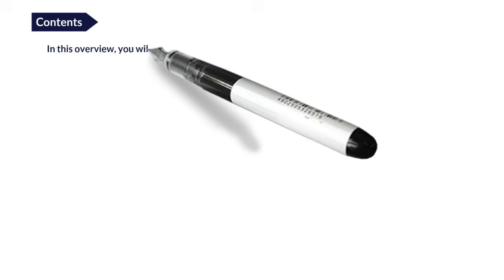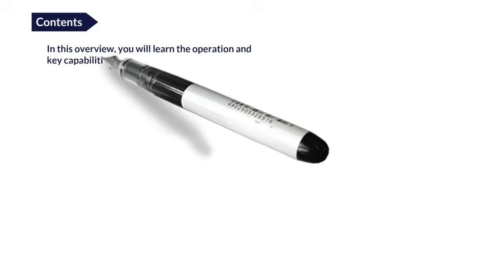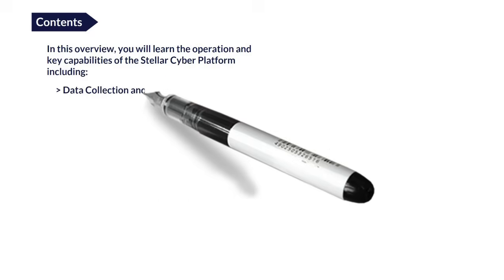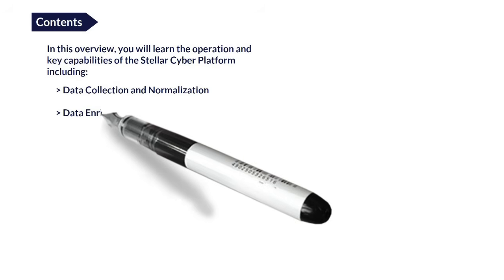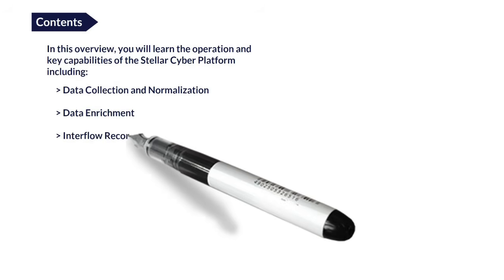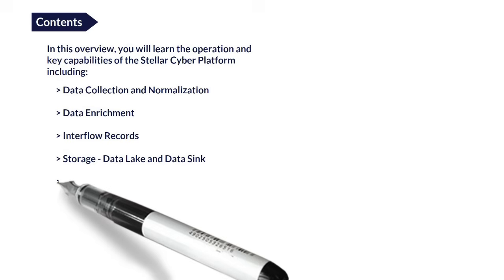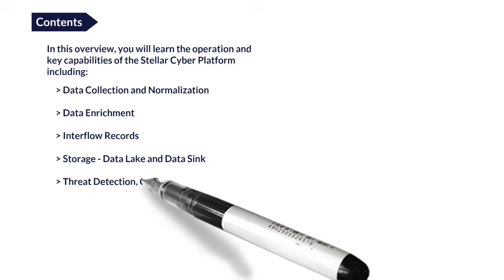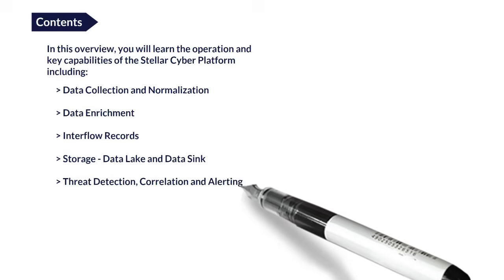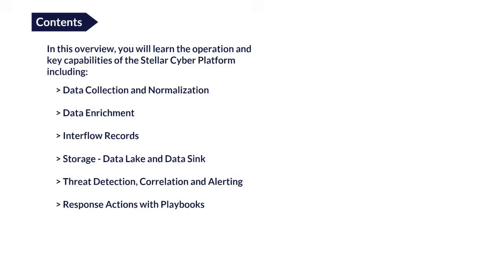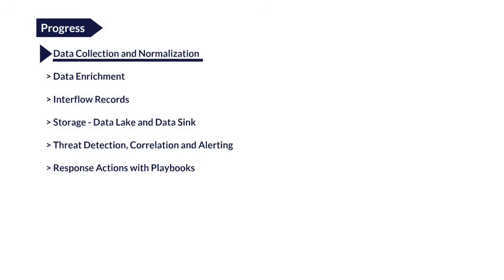In this overview, you'll learn about the core operations and key capabilities of the Stellar Cyber Platform, including data collection and normalization, data enrichment, interflow records, storage, including the data lake and data sync to cold storage, threat detection, correlation, and alerting, and finally, response actions with playbooks. Let's get started. Along the way, you will see the progress.